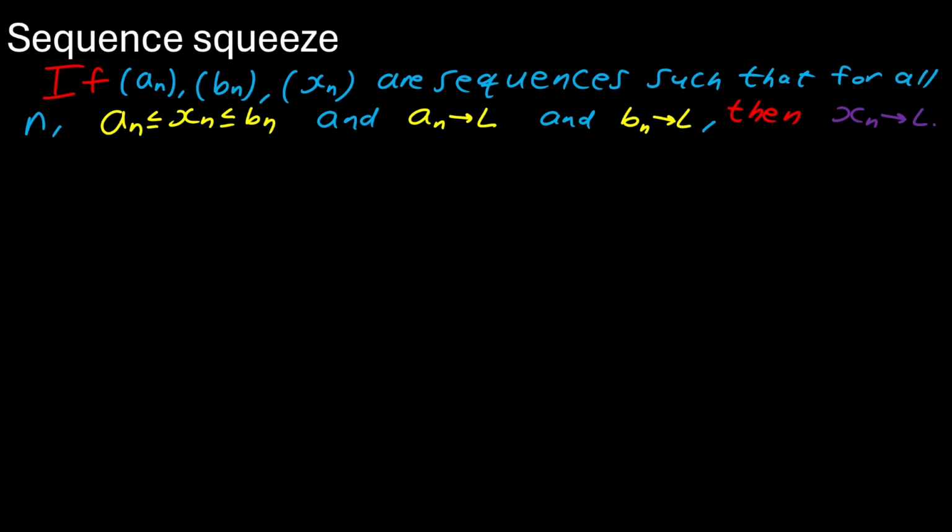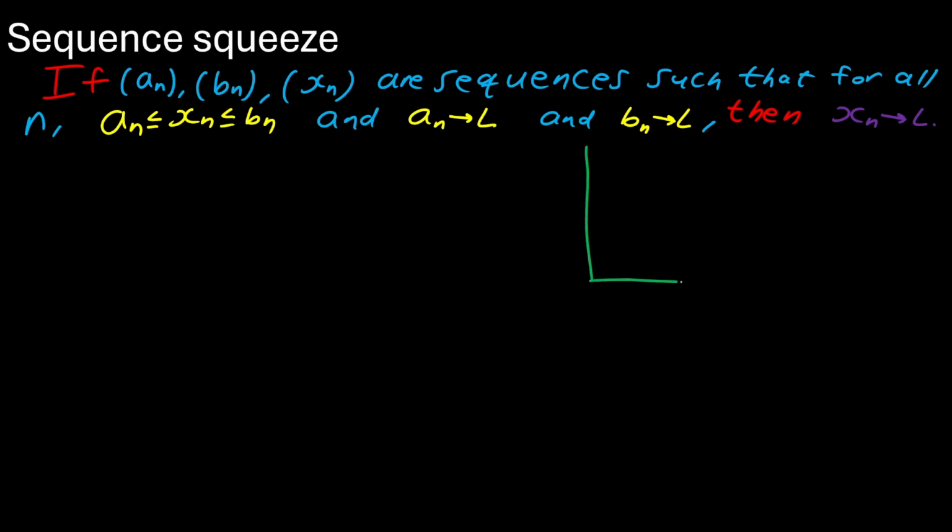Today I have for you all the sequence squeeze theorem. That is that if an and bn and xn are all sequences where xn is trapped between an and bn, and an and bn both go to the same thing, then xn has to go to that thing. We can draw a little diagram here.